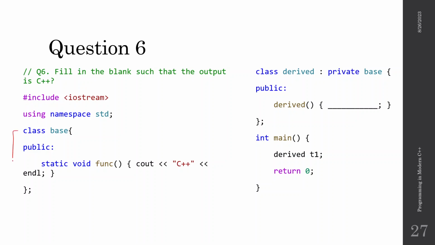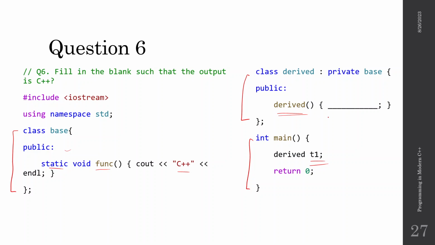So in this question, we have a base class with a static function that prints C++, and it's also in the public access scope. Then we have a derived class which inherits from the base class, and in the public scope we have a constructor, and the constructor body we have to fill. Then in the main function we are creating an object t1 of the derived class, and we have to fill in the blank in such a way that it prints C++.